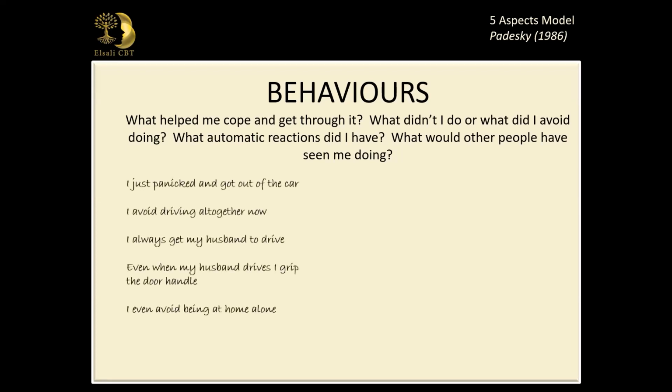So we can see, for example, that she avoids driving altogether and she's getting her husband to drive everywhere she needs to be because this is feeling safer. Not completely safe because she's still saying that she's anxious even when her husband drives and she's gripping the door handle. An interesting one is that she is becoming anxious being at home on her own.